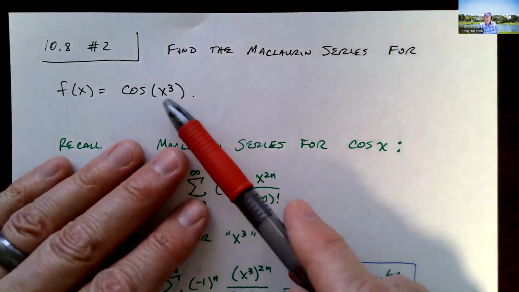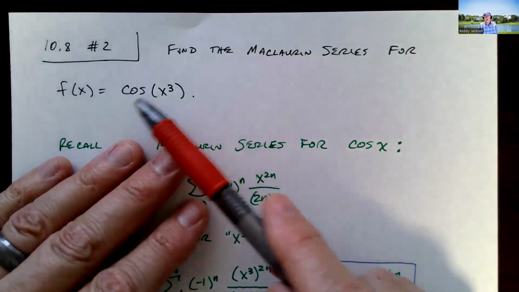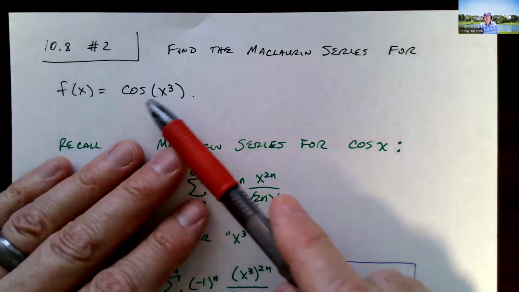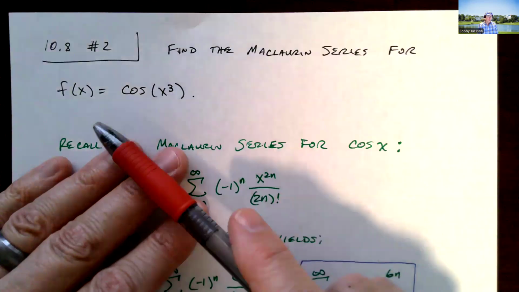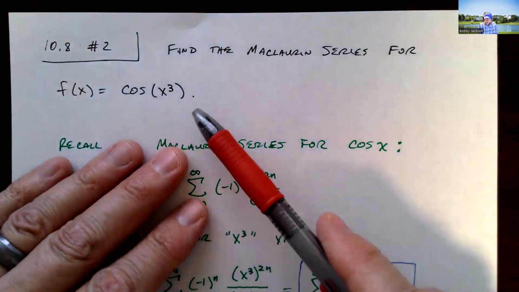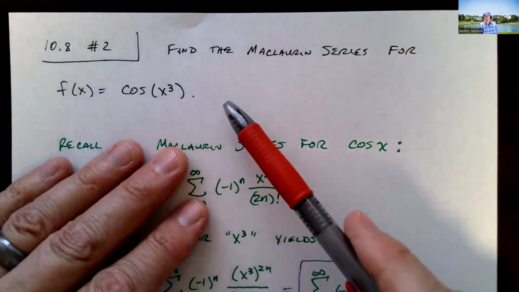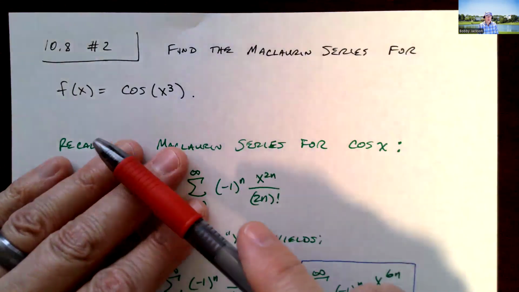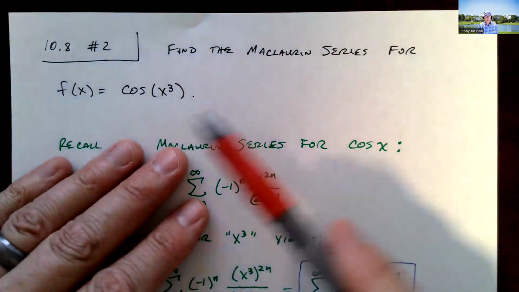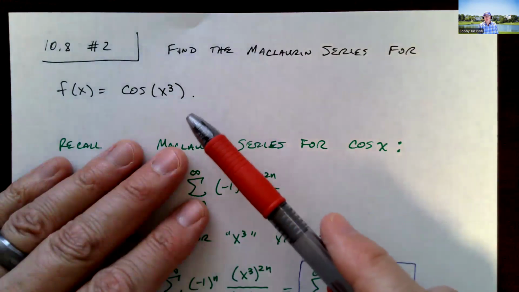I mean, you got chain rule for the first derivative, which would be what? 3x squared times cosine of x cubed. And then you find the second derivative, you got product rule with a chain rule inside. And then by the time you get the third derivative, you got two product rules. It just starts getting really bad. So we don't want to do that.